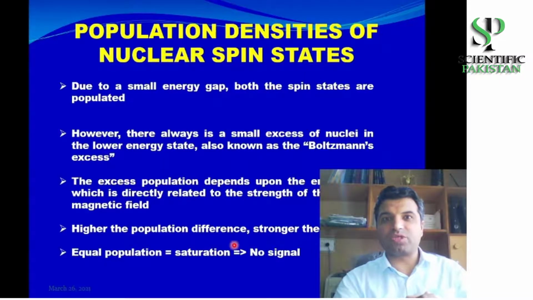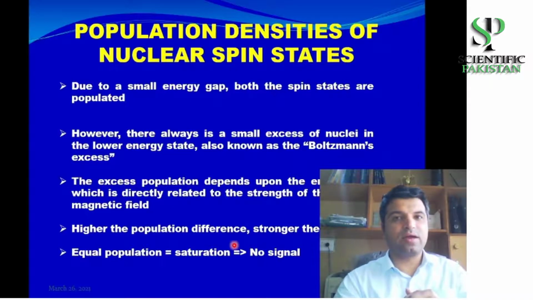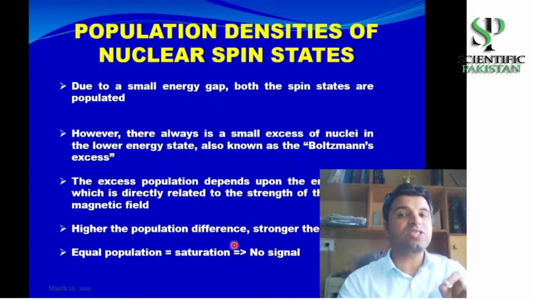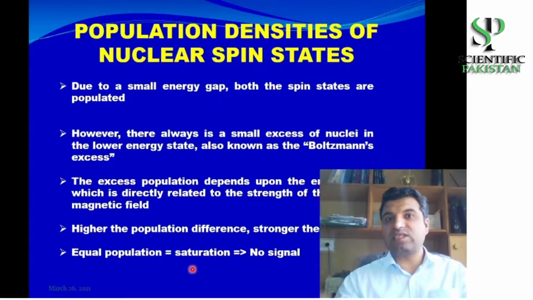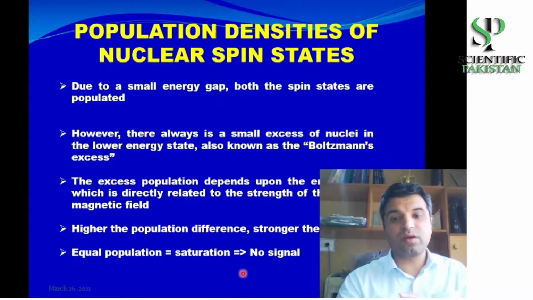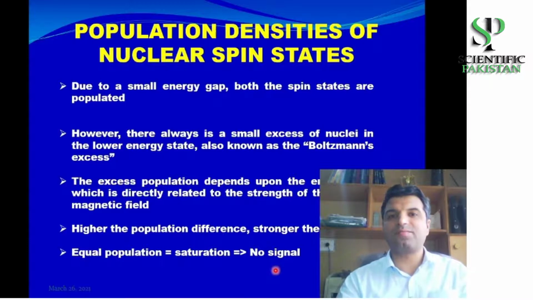What if we have equal populations? And can we have that? Yes, we can. Under special conditions, we can have equal populations in both alpha and beta states. And that is a state we call saturation, or you can say that the system is saturated. So we have an equal number of nuclei in both alpha and beta states, and that is where we don't get any signal.